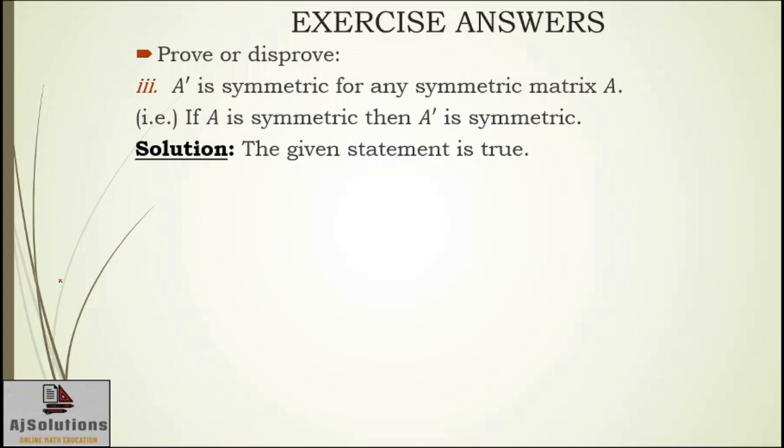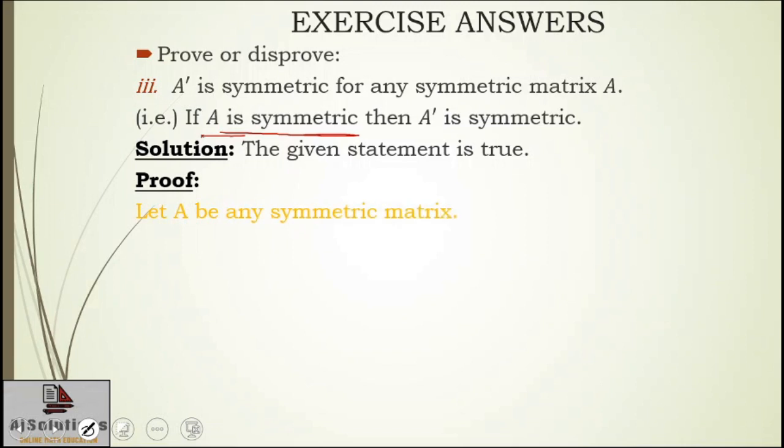The given statement is true, and you know if the statement is true, you will have to prove it, and to prove it you are going to follow those 5 steps. And recall, I am going to follow those 5 steps along with those 5 different colors. Okay. What was step number 1? Step number 1 is assume the hypothesis. This is your hypothesis. So you are going to assume this first. Let A be any symmetric matrix.